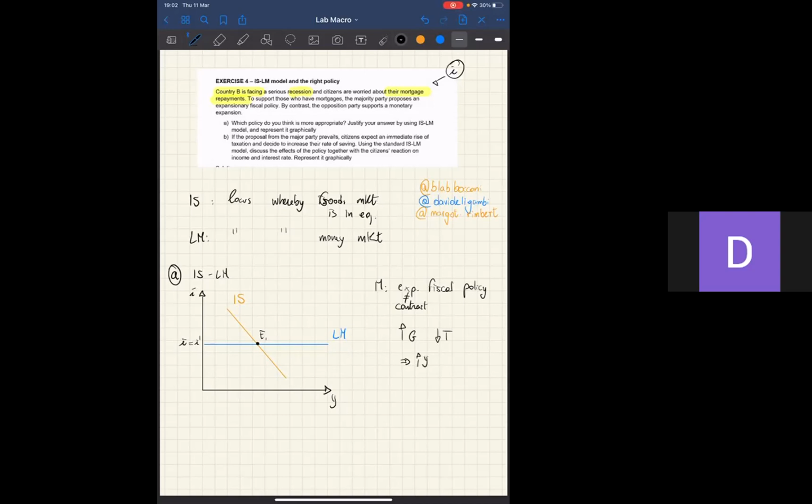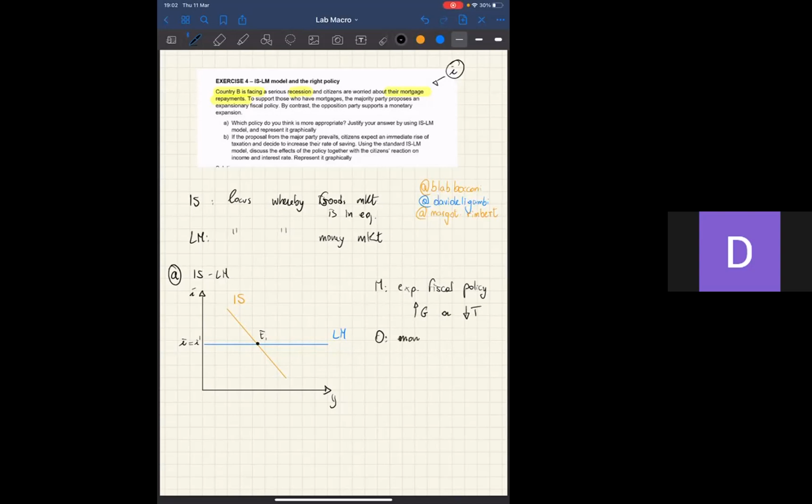The reasoning is exactly the same one as we've dealt with before. On the other hand, the contractionary fiscal policy is basically the opposite. So it would be decreasing G or increasing taxes. So yeah, that's just to clarify. And so the first alternative for the majority party would be to increase G or decrease taxes, while on the other hand, we have the opposition party that is proposing a monetary expansion.